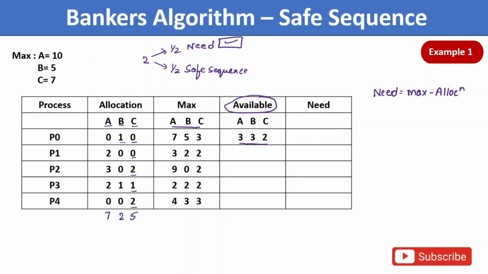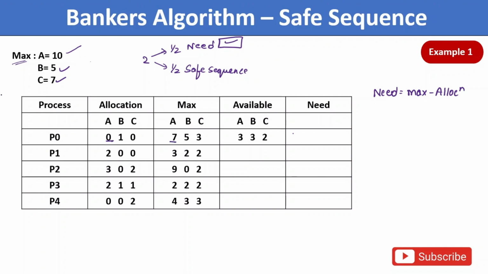Now how do you find the available value? Simple. Subtract the allocation value from the maximum value, that is A minus A, B minus B, C minus C. 10 minus 7 is 3. 5 minus 2 is 3. 7 minus 5 is 2. Like that you can also find the available value if it is not given in the question. Now let's fill the need matrix values. How do you find them? Maximum minus allocation: A minus A, B minus B, C minus C. Keep it in mind.